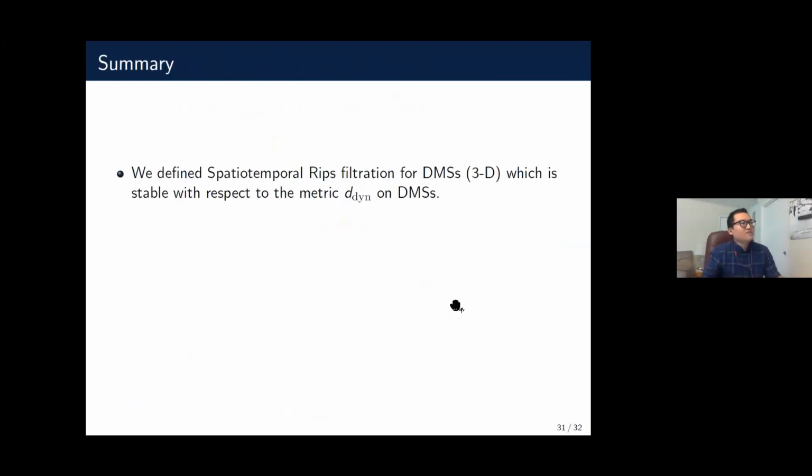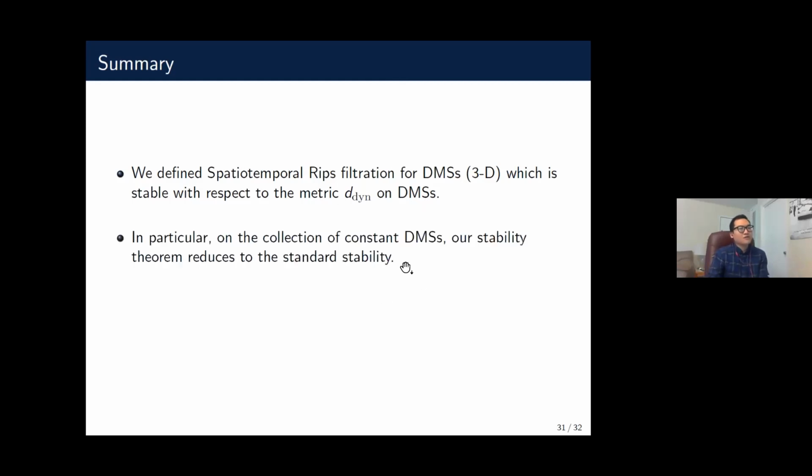In summary, we defined spatiotemporal Rips filtration for dynamic metric space, which is stable with respect to the metric we introduced on the dynamic metric spaces. In particular, our stability theorem was a generalization of the standard stability result among static metric spaces. And I also briefly introduced our classification experiment.